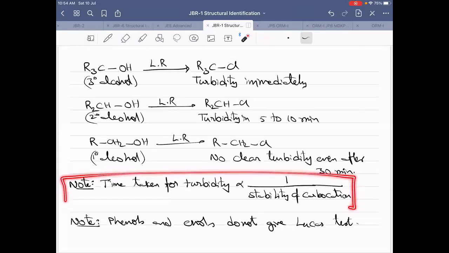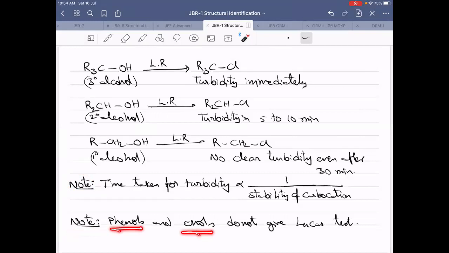You see, this we will not understand it now, but not to miss the point, I have written it here, so don't worry. This point you will automatically understand once we complete the chapter called General Organic Chemistry, GOC, which will be after chemical bonding chapter. Okay? After chemical bonding chapter. Then next point is phenols and enols will not give Lucas test. Only alcohols will give Lucas test.